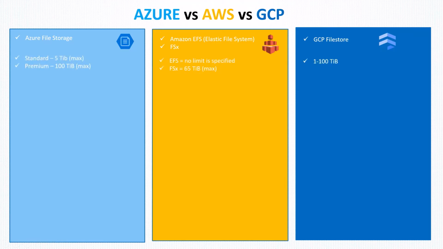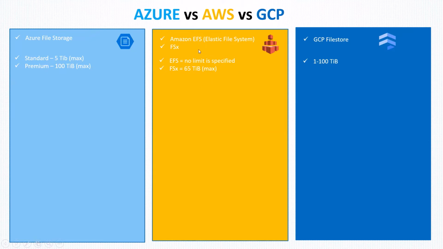Let's talk about the sizing part. In Azure file storage, you can get two types of file share. One is standard, and the other one is premium. If you go with the standard file share, then it provides up to 5 TB of storage. If you want to go further than 5 TB, then you need to go to premium. So you have to select either standard or premium to get the maximum storage.